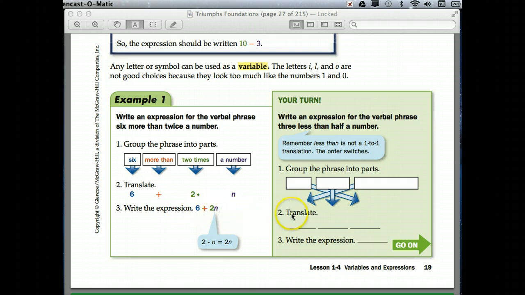So now I want you to pause the video for a moment. You guys can work together if you want. Read the instructions, write the phrase, translate it into numbers, then give me your expression. Then when you come back on, we'll go over them together.